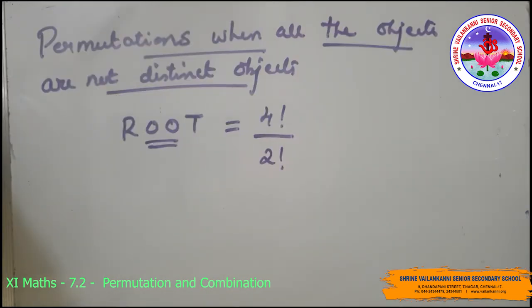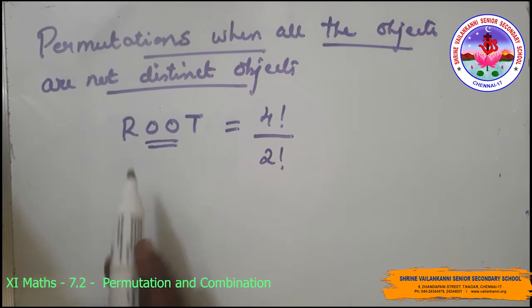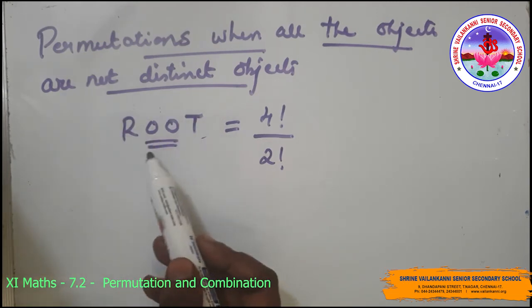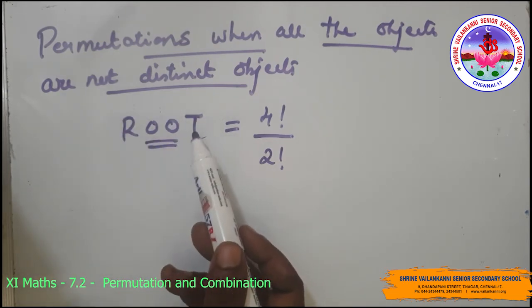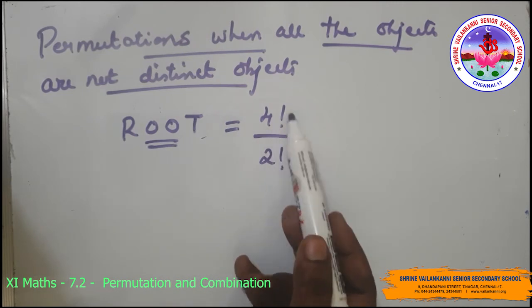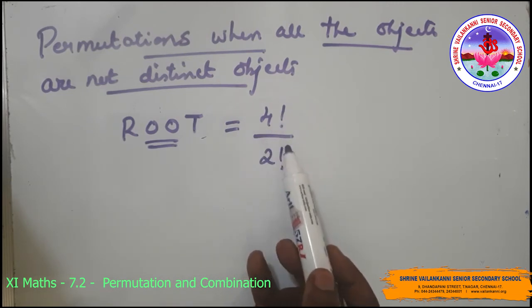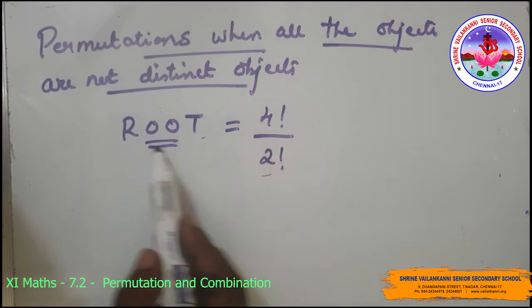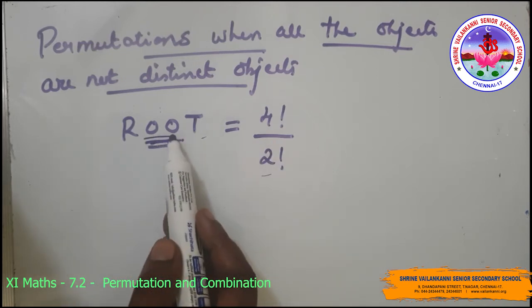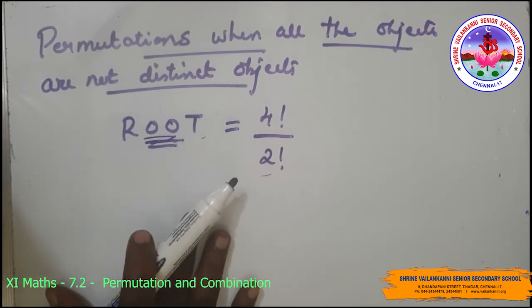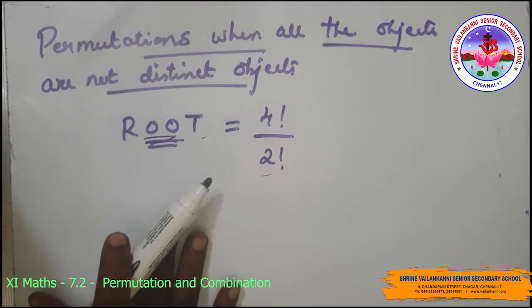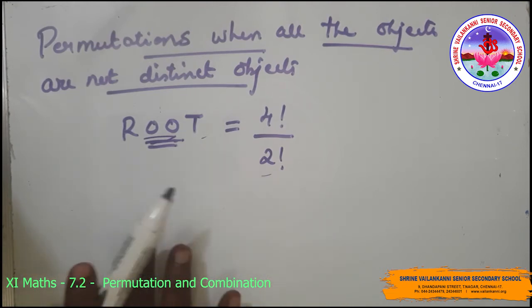Permutation when all the objects are not distinct objects. Suppose we have to find the number of ways of rearranging the letters of the word ROOT. So we have 4-letter words, so we can write this as 4 factorial by 2 factorial. We have 2 O's. These 2 O's are not treated as different O's. These 2 O's are the same O at both the places.